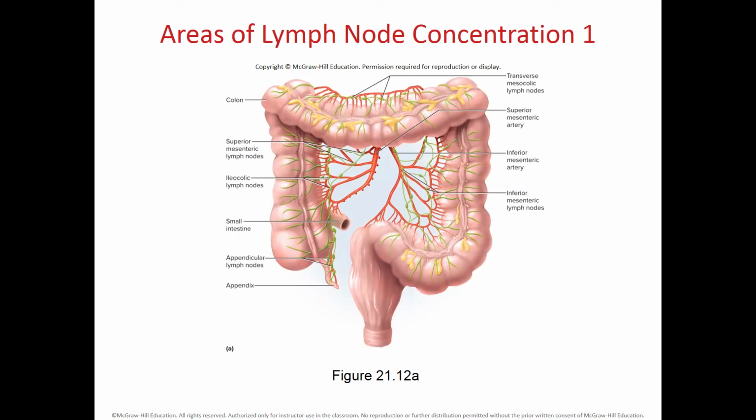And this is just to show you some of the location of the lymph nodes within the area next to the large intestine. So we have here the appendicular lymph nodes, ileocolic lymph nodes in here, superior mesenteric lymph nodes, and then inferior mesenteric lymph nodes. And then this will be the transverse mesocolic lymph nodes.